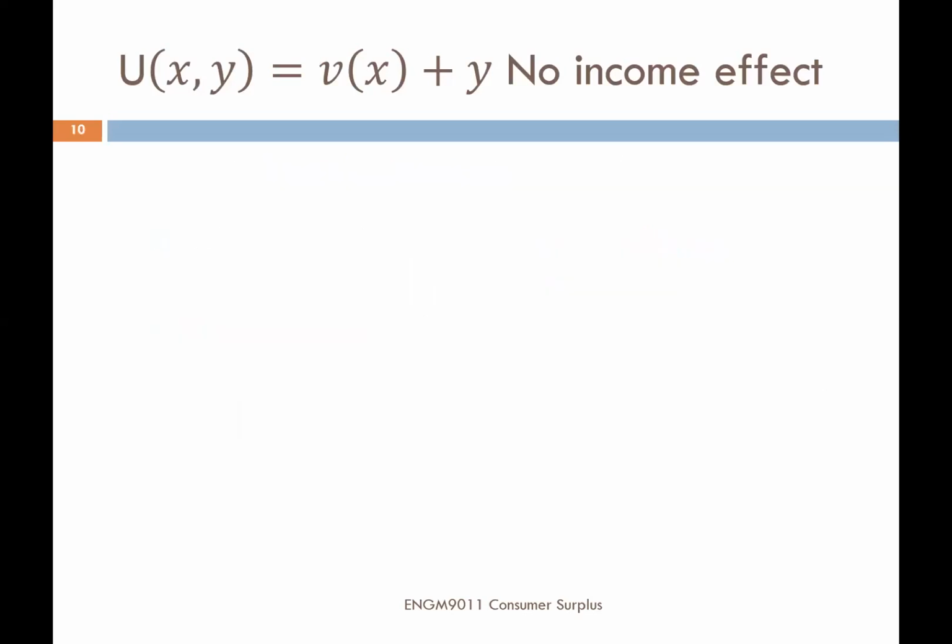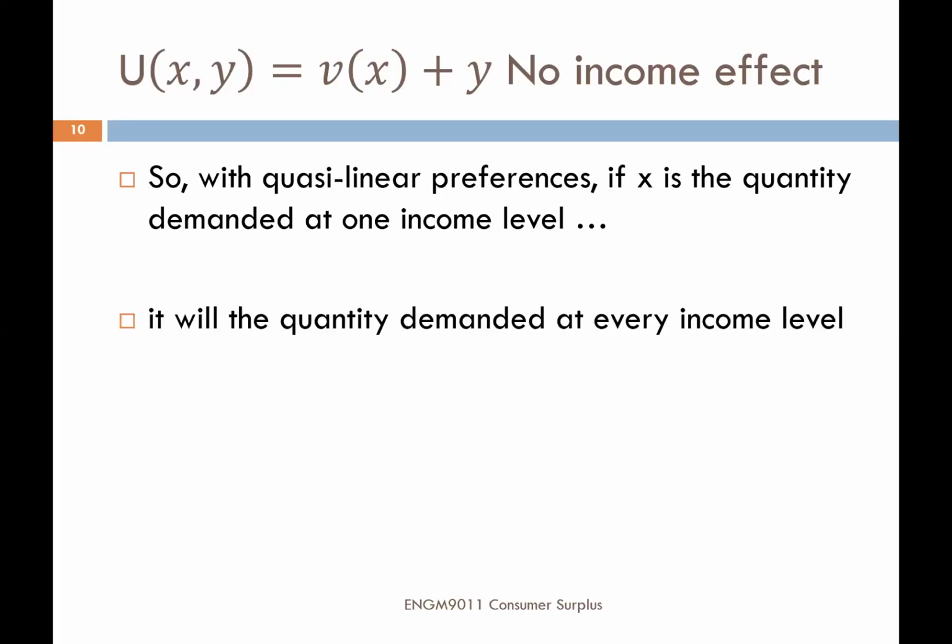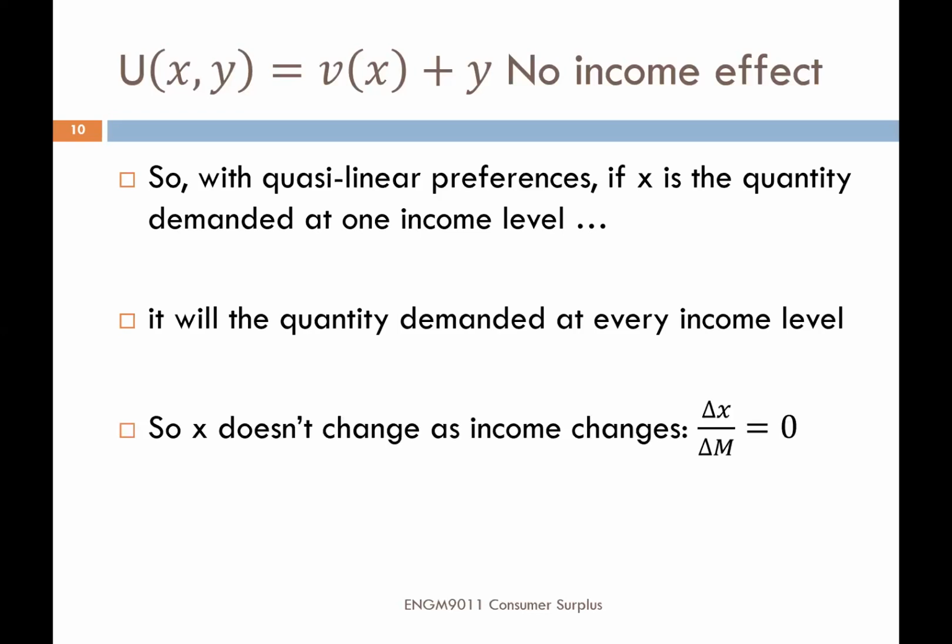So we can conclude, therefore, with quasi-linear preferences that x, the quantity demanded at one level, would be the quantity demanded at every income level. As we increase income, the slope of the budget line doesn't change, and therefore the slope of the indifference curve at the optimal bundle doesn't change, which means that we're at the same x. So the conclusion is that as income goes up, the quantity demanded does not change. In other words, we have no change in quantity demanded when income goes up.